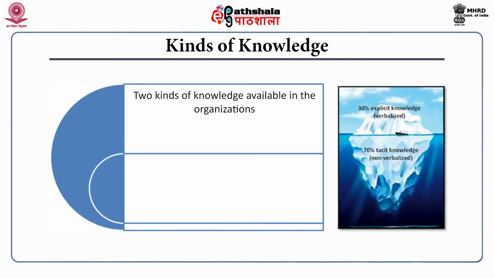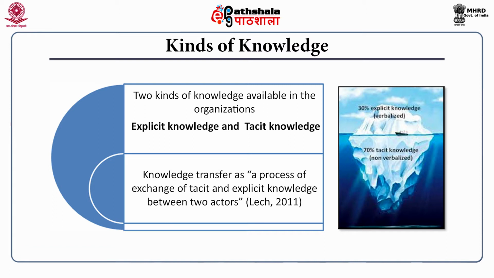There are two kinds of knowledge available in the organizations. One is explicit knowledge and the other is tacit knowledge. It has been found that transferring explicit knowledge has always been easy to code and decode as and when required, while transferring tacit knowledge has always been difficult. Coding and decoding itself requires a lot of effort. Hence, transferring and coding the tacit knowledge, the real experiential knowledge, has always been very challenging.